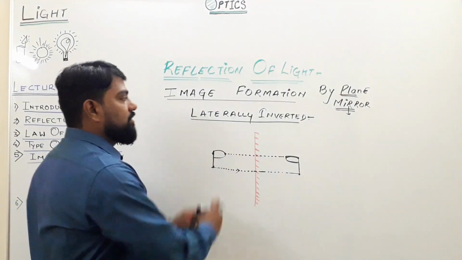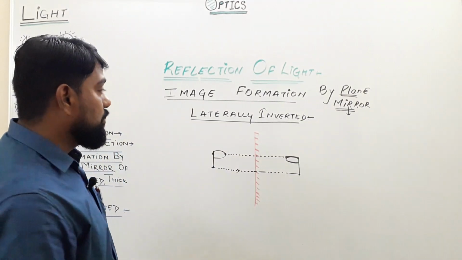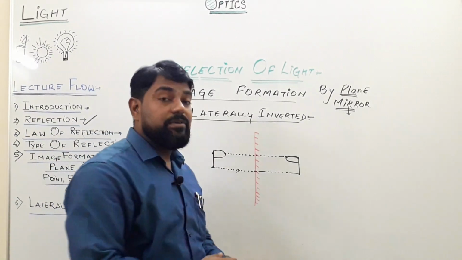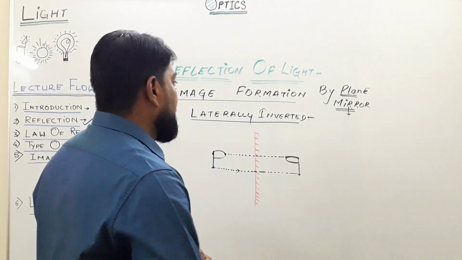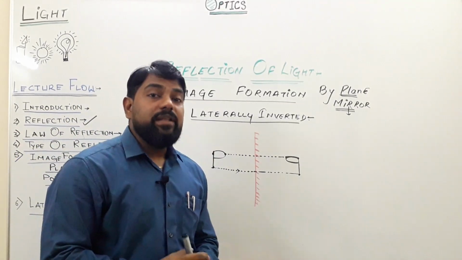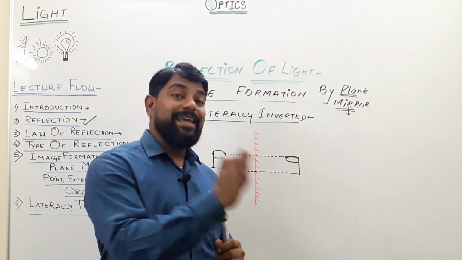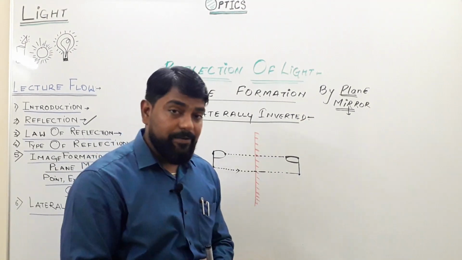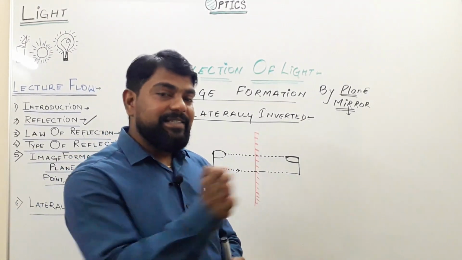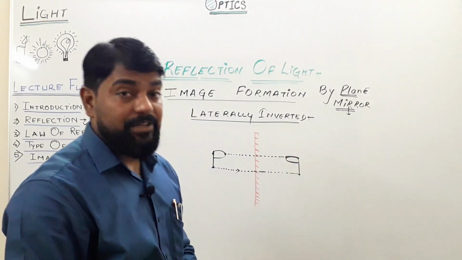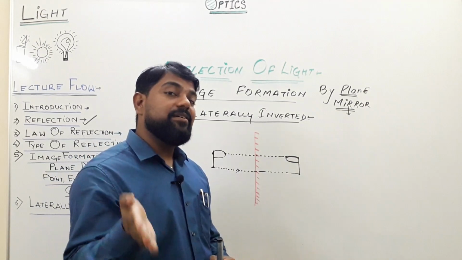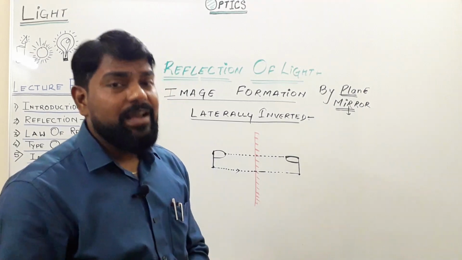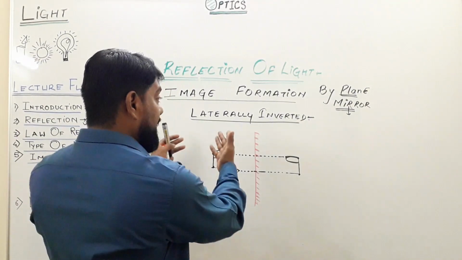So this phenomenon is called lateral inversion. If you want to define it, we can say that when an object is seen in a plane mirror, the image of the object gets laterally inverted: the left side of the object is seen on the right side of the image, and the right side of the object is seen on the left side. It's very easy. We see it in our day-to-day life also, and it plays a very important role.